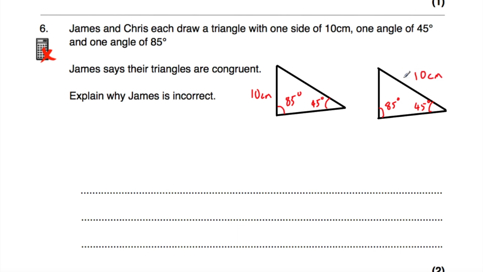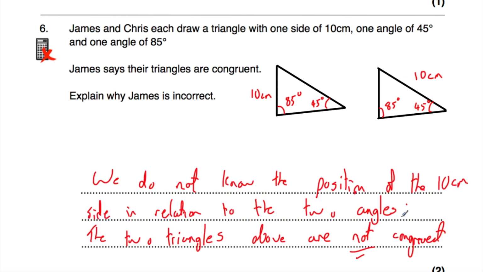Now if we had this triangle here, this one would not be congruent to this triangle, because here we've got side, angle, angle, and here we've got angle, angle, side. The side's in a different position, so these would not be congruent triangles. If you were actually to work out the length of this side here, this side would be bigger than 10 centimeters, whereas this side here would actually be smaller than 10 centimeters, so they wouldn't be congruent to each other.